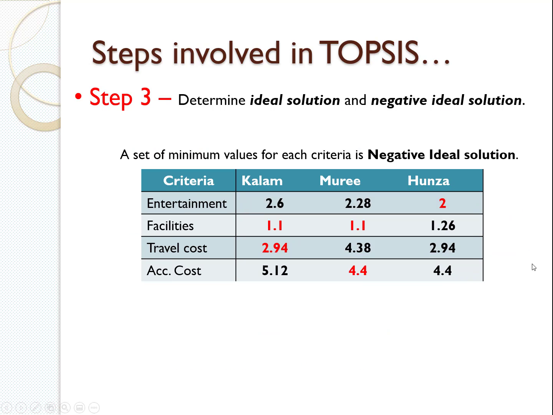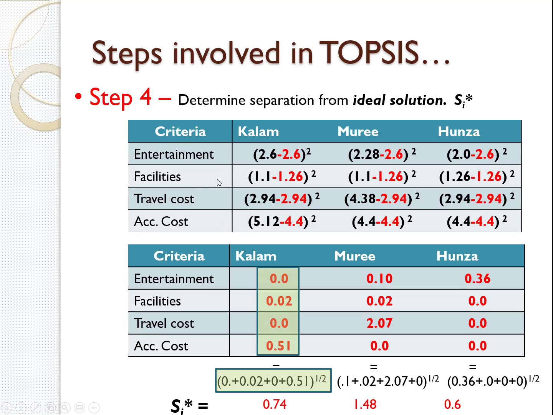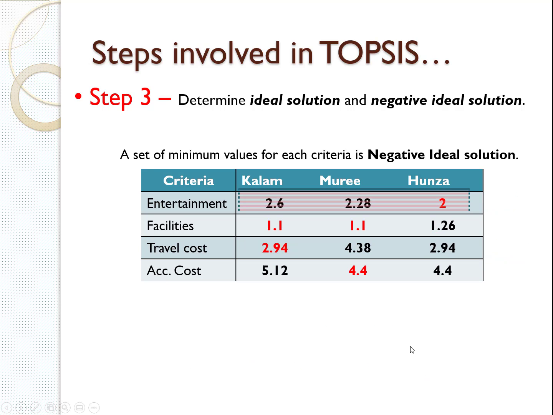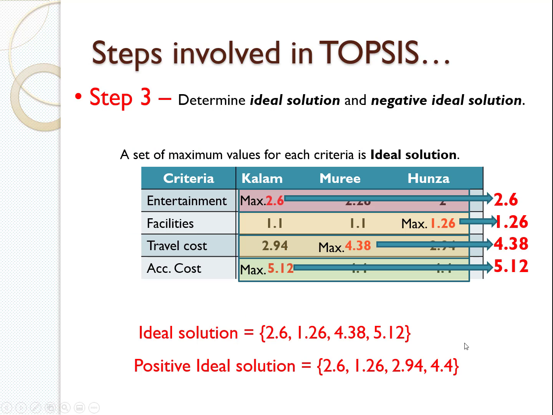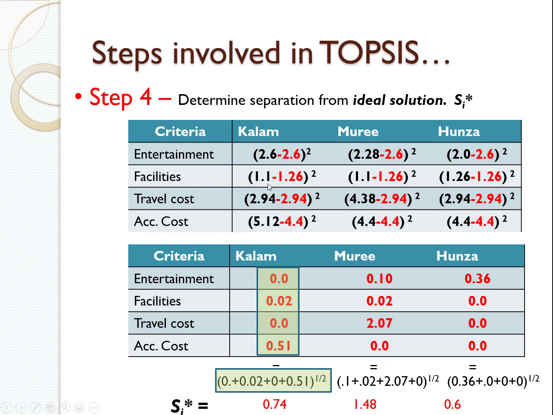Then the second positive ideal solution, which was 1.26. You need to subtract it from the facilities criteria. 1.1 minus 1.26, 1.1 minus 1.26, 1.26 minus 1, and you need to take the square. Similarly, the third one in the positive ideal solution was 2.94. You need to subtract it from travel cost, 2.94, and take the square. Similarly, the last one was 4.4 in the positive ideal solution. When you take the square, you will get this 0. Why? Because 2.6 minus 2 is 0, and squaring 0 gives 0. So you will get this matrix.